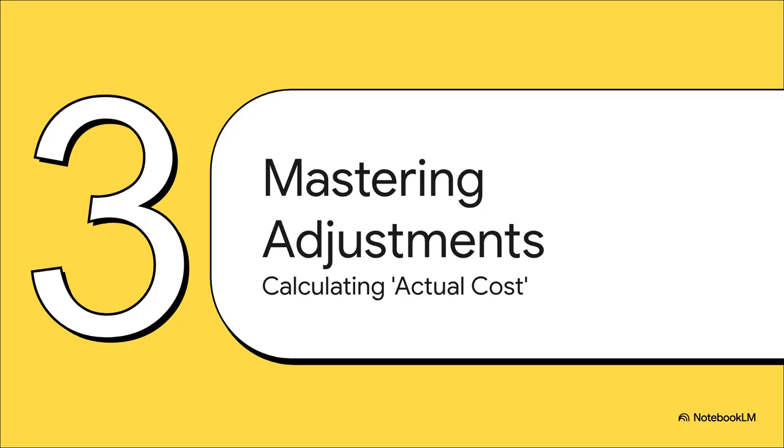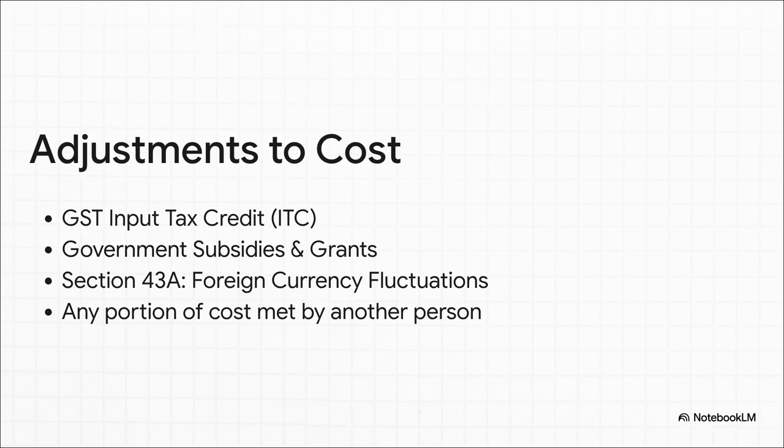And that brings us perfectly to Section 3. This is where things get really interesting. Mastering the adjustments. This is where we figure out what that actual cost really is for tax purposes, and it's not always the invoice price. The Income Tax Act is very specific here. Your actual cost has to be adjusted.